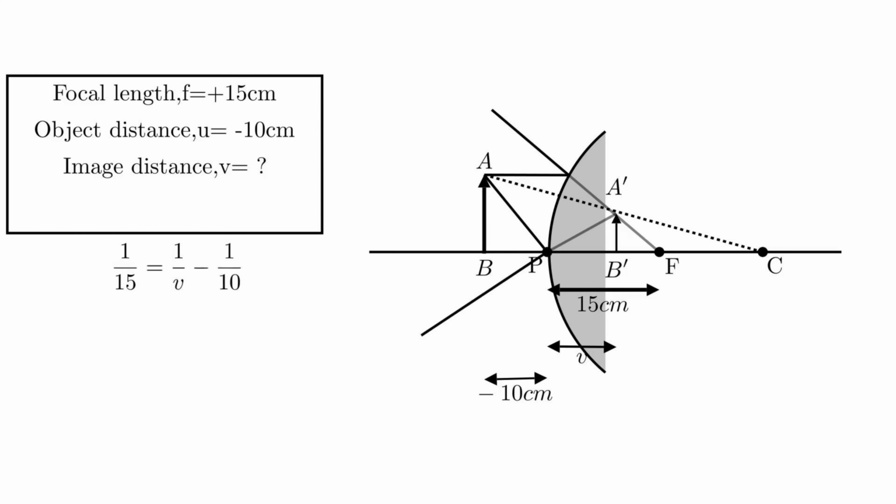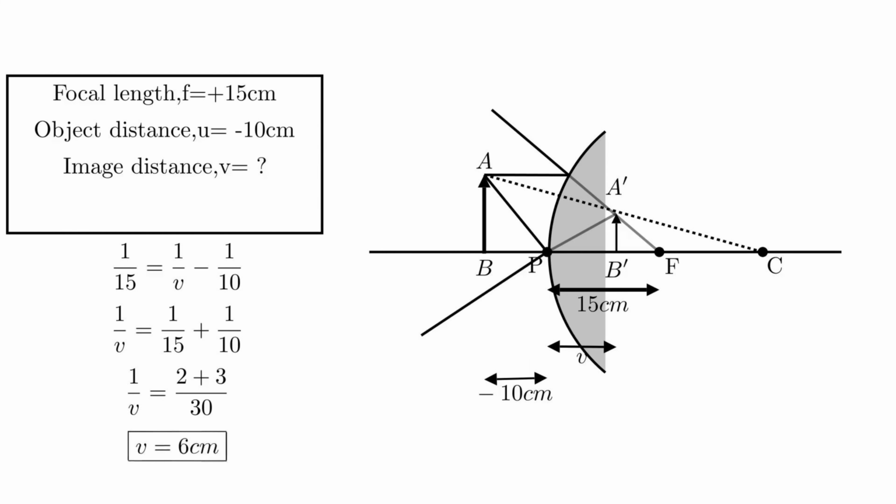upon 10. On transposing we get 1 over v equals 1 over 15 plus 1 over 10. On taking LCM we get 1 over v equals (2 plus 3) over 30, which is simplified as 5 over 30. On taking reciprocal on both sides we get v equals 6 cm. As a convex mirror always produces a virtual and erect image, the nature of this image will also be the same. Moving on to the next problem.